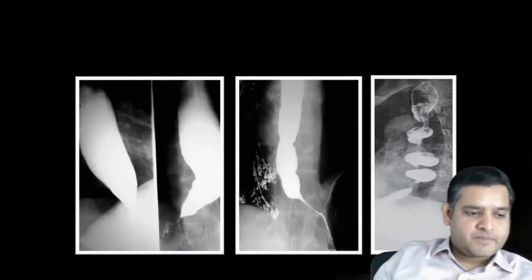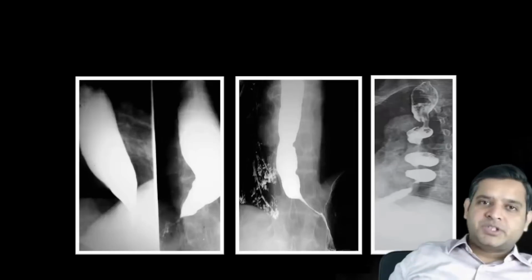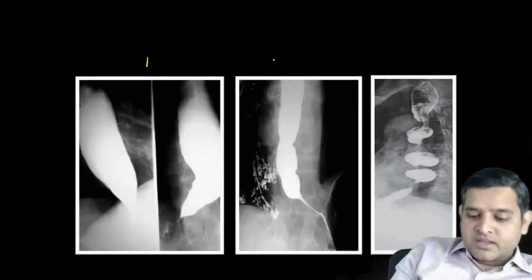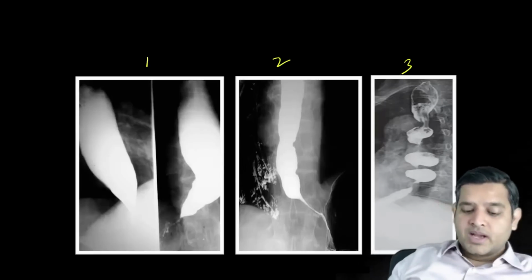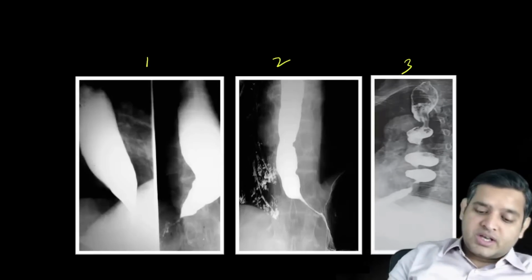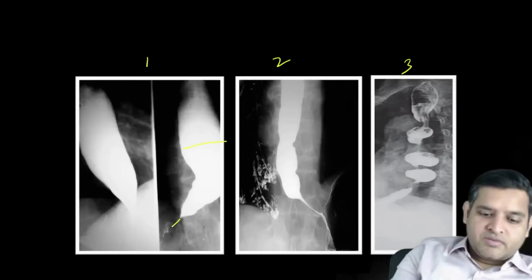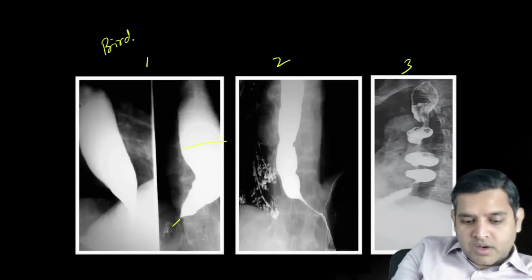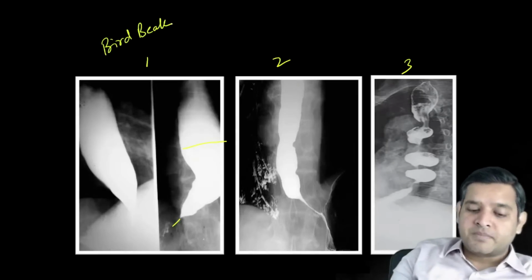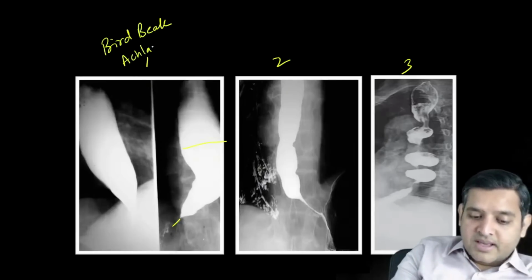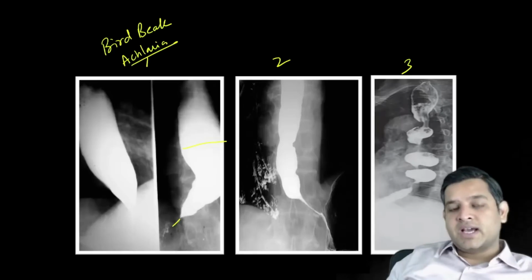Okay, all right. So moving from the chest to the abdomen, these are very, very frequently asked images in the exam. Image number 1, image number 2, and image number 3. Can you tell me the diagnosis of the 3? Image number 1, what you see is a dilated esophagus with sudden short segment narrowing, which is called bird beak appearance, which is a feature of achalasia.